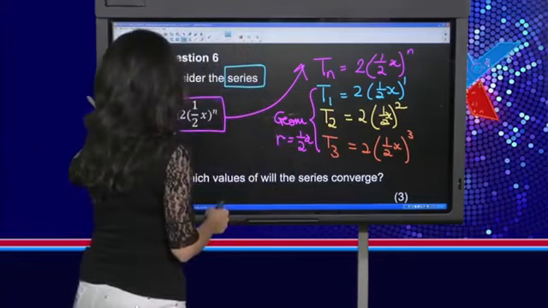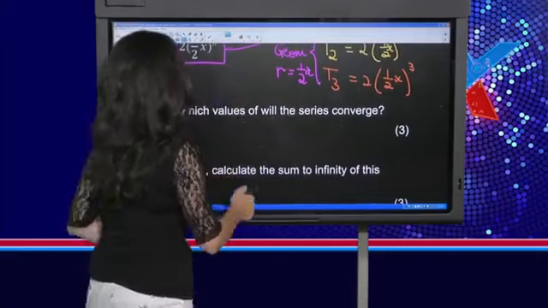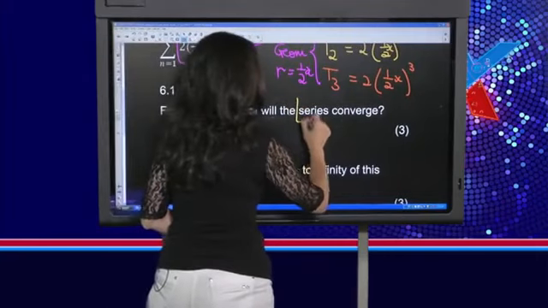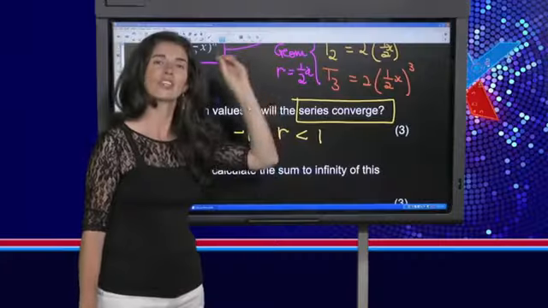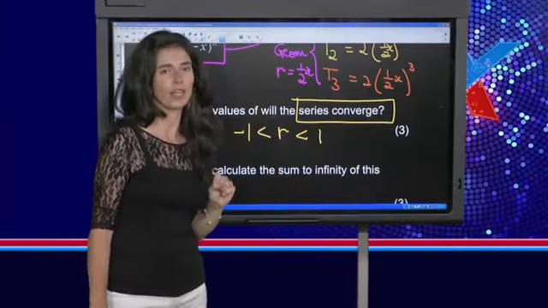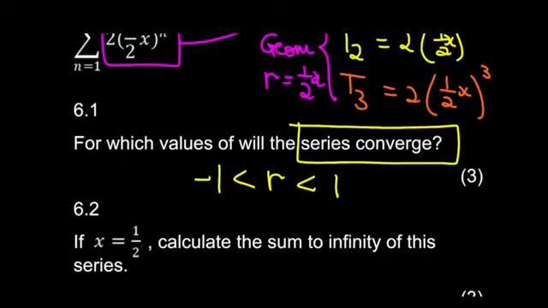Okay, so for which values will the series converge? And for this, grade 12s, we have a special mathematical formula. The series only converges if r is between 1 and -1. So the moment you see "series converges", automatically you attach a special ratio. It's not for any ratio, it's for a ratio between -1 and 1. So if that's the case, and we've already said that our ratio is a half x, then I'm going to say that a half x must be between 1 and -1.